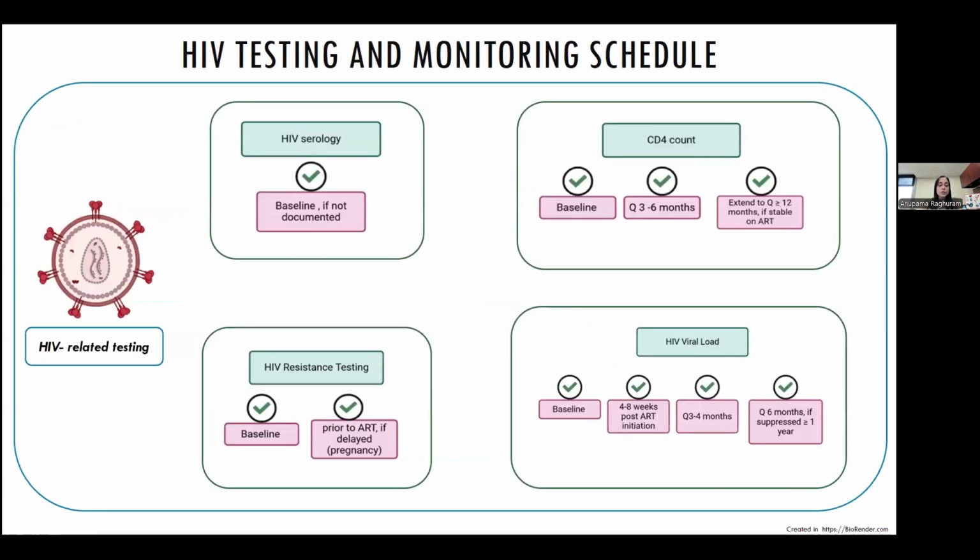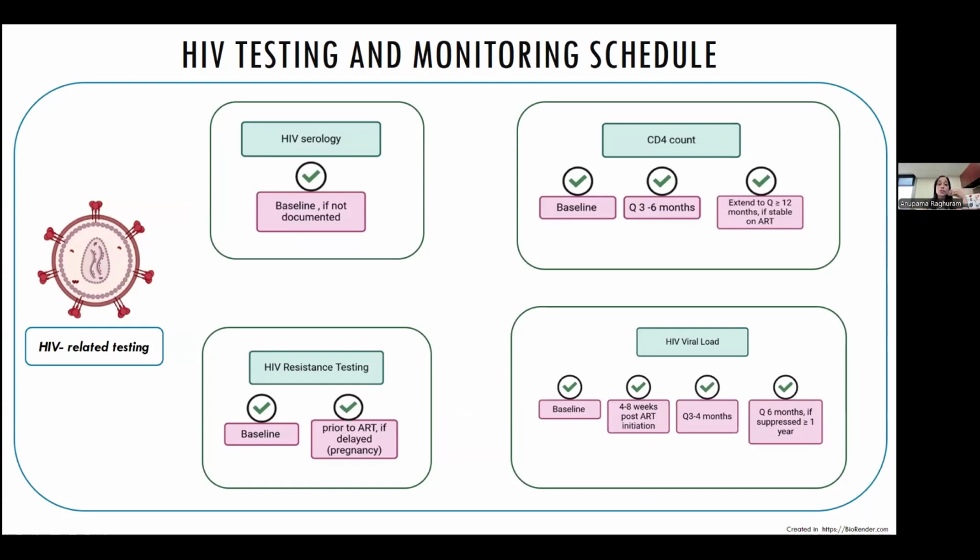So let's start with the HIV related testing. So here we have 4 main tests, right? So the first one, I put here HIV serology. In our first talk of this series, we talked about the HIV 1 and 2 antibody antigen combination test, which is the routine screening test.